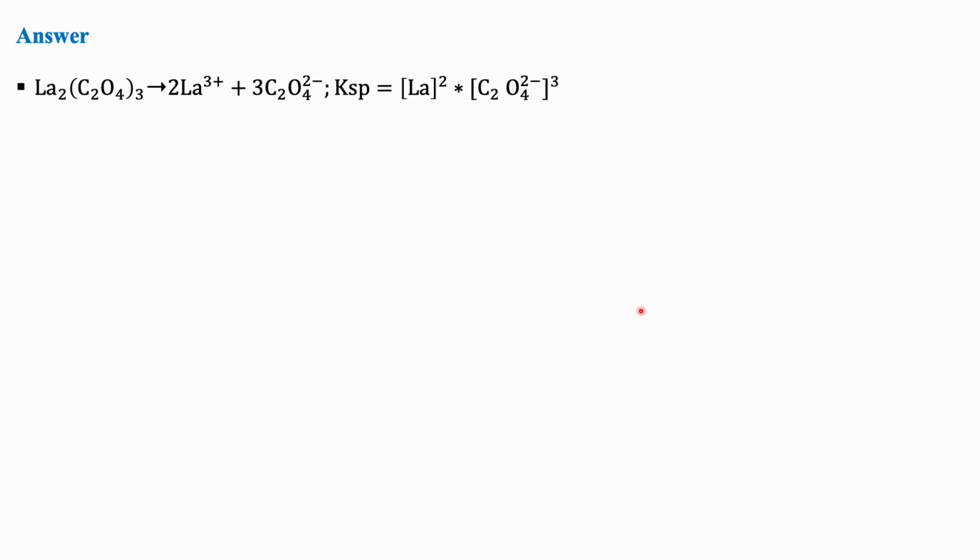Let's see. So this is the expression. We get 2 moles of lanthanum in dissociation, and 3 moles of oxalate. When writing the KSP expression, we raise the lanthanum concentration to the power of 2 because we have 2 moles, and the oxalate concentration to the power of 3 because we have 3 moles of oxalate. If we do the dissociation of calcium oxalate, we also need to write the KSP expression. Then we get this KSP expression.